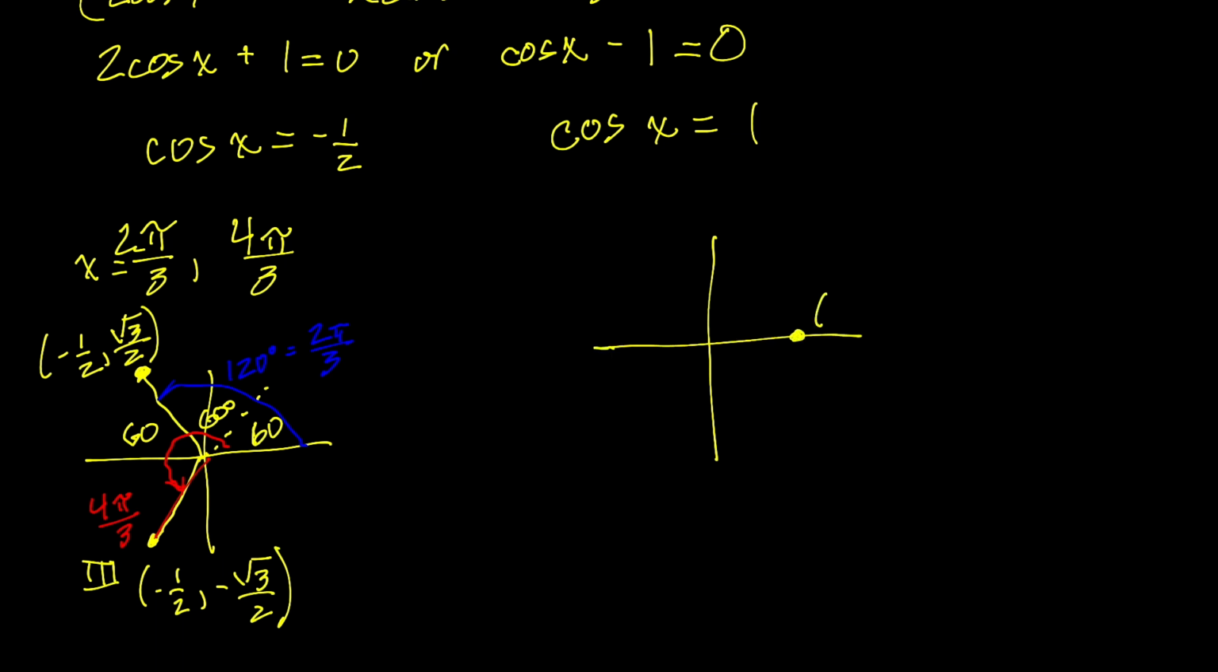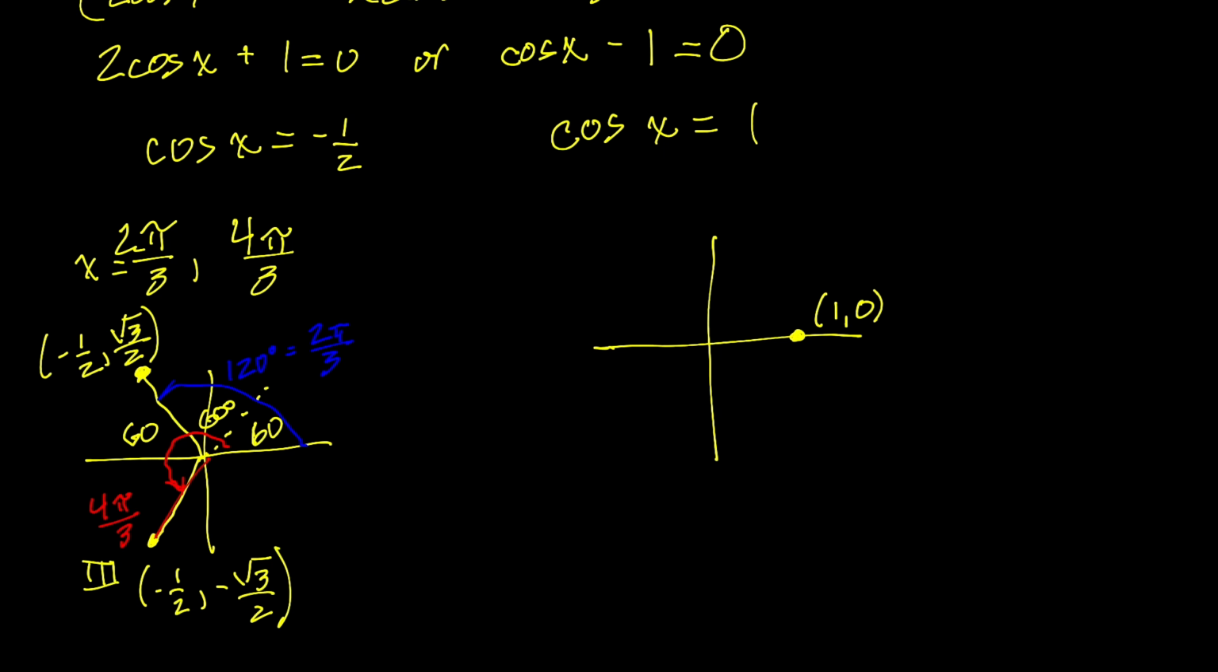This is the point (1, 0). So that means that the cosine of 0 is 1, and the sine of 0 is 0. So that's the only place on the unit circle. This is negative 1 over here. These are 0 and 0. So this is the only place.